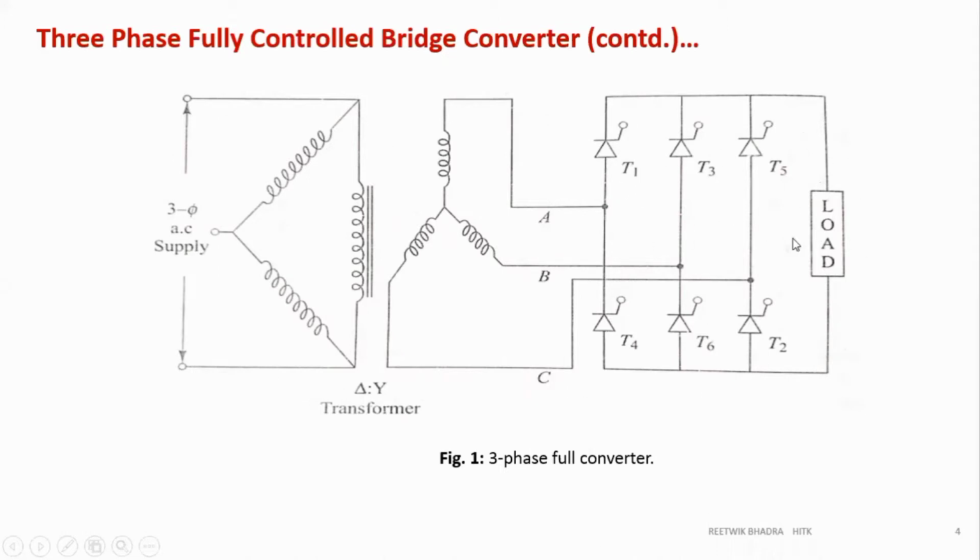At the load we have to get DC, and at the input we need an AC supply, 3-phase AC, not single phase, 3-phase AC. So that's why we are using a transformer, a delta-star transformer. From delta it will convert into star in the secondary, and the secondary is connected to these points as A, B and C. So this will turn on your switches accordingly and give a load voltage which comes out to be DC. This operation we have to understand.